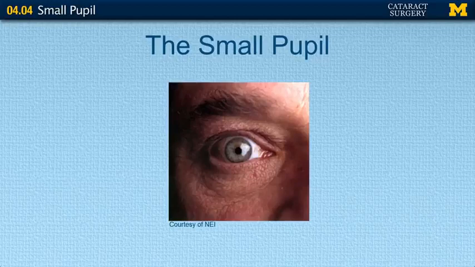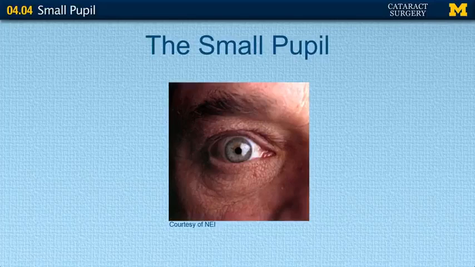A small pupil technically is defined as a pupil less than 4 millimeters, but really any size pupil where you can't see enough to do the surgery safely can be considered a small pupil.